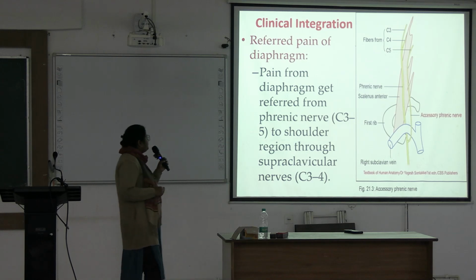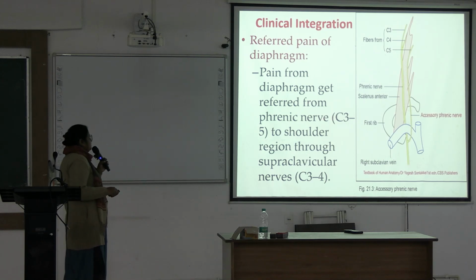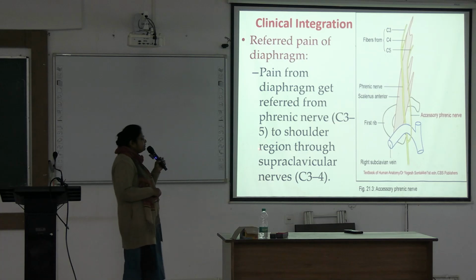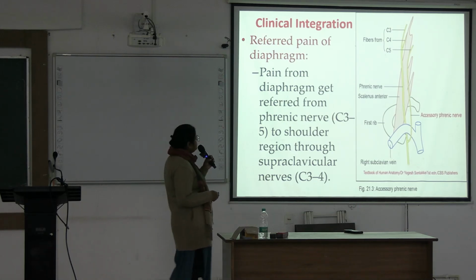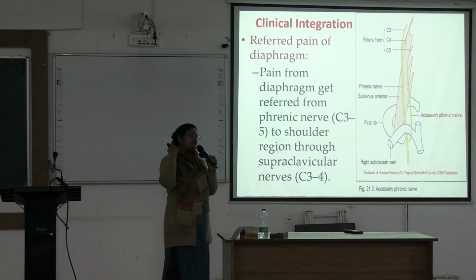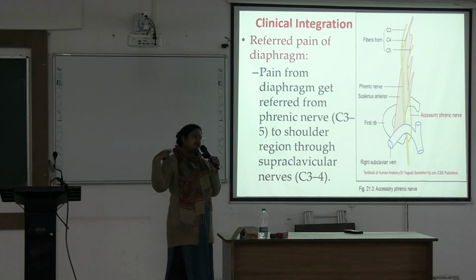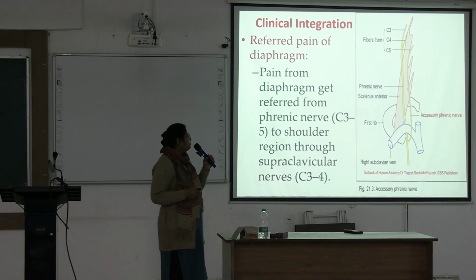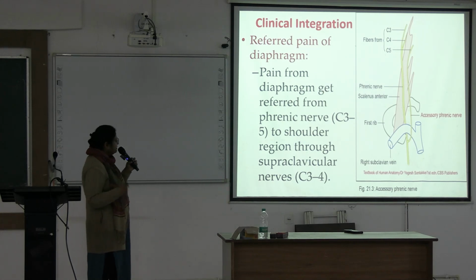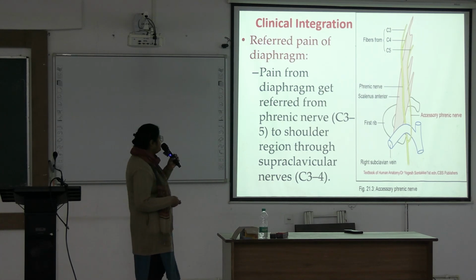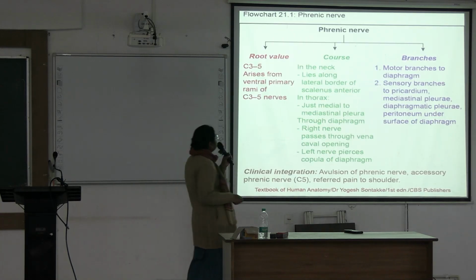Next is referred pain of the diaphragm. Pain from the diaphragm gets referred from the phrenic nerve, whose root value is C3 to C5, to the shoulder region through the supraclavicular nerves, whose root value is also C3, C4. The supraclavicular nerve has 3 branches: medial, intermediate, and lateral, and they supply the supraclavicular and shoulder region. So in phrenic nerve compression or some injury to the phrenic nerve, referred pain will be felt near the shoulder region and supraclavicular region.